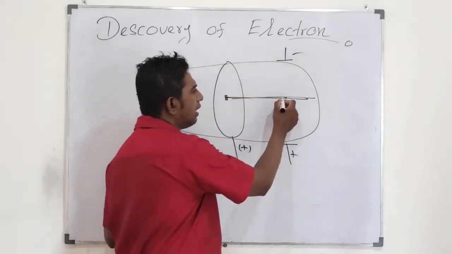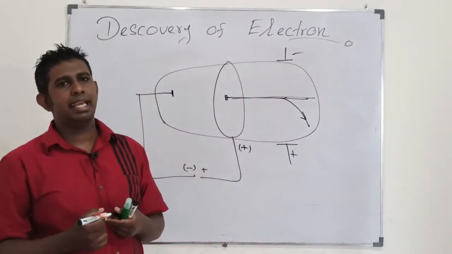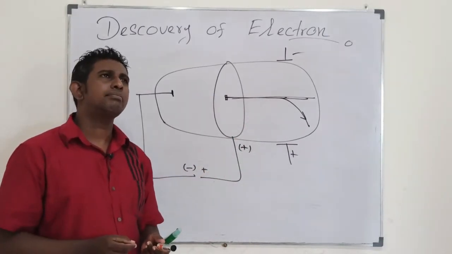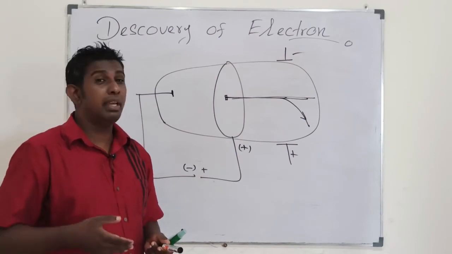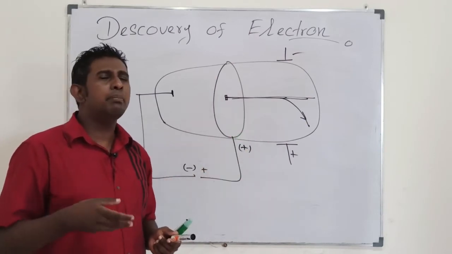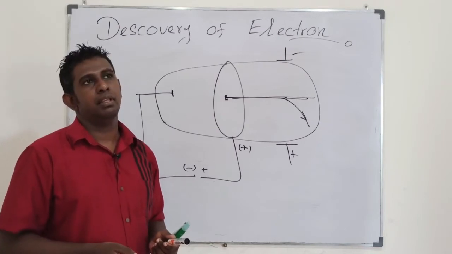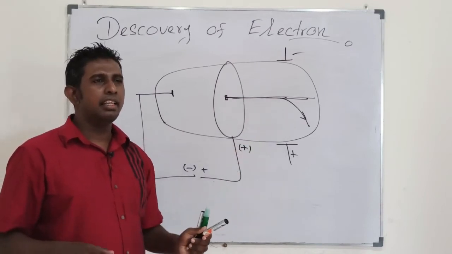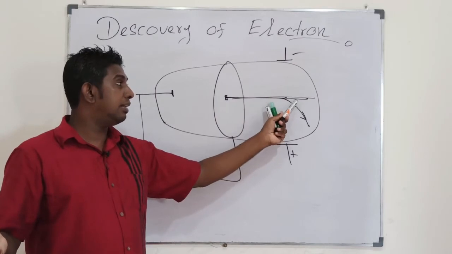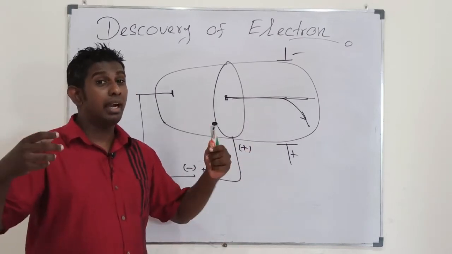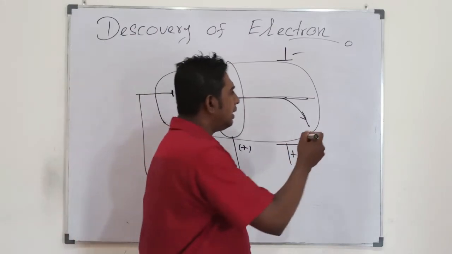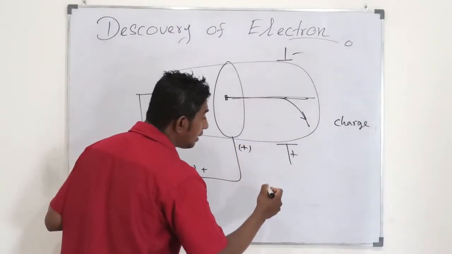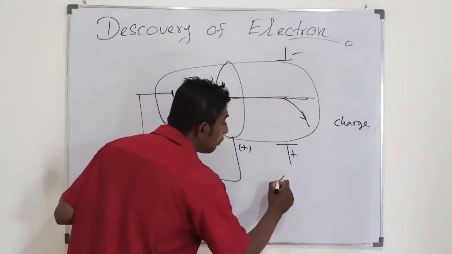So then he checked for the deviation, the angle, the degree of deviation. He told that the deviation of the rays would be dependent on charge. If you have a greater charge, the attraction exerted would be greater. Therefore, the degree of deviation, the angle, would be higher. So then it is charge. So this deviation exhibited is directly proportional.